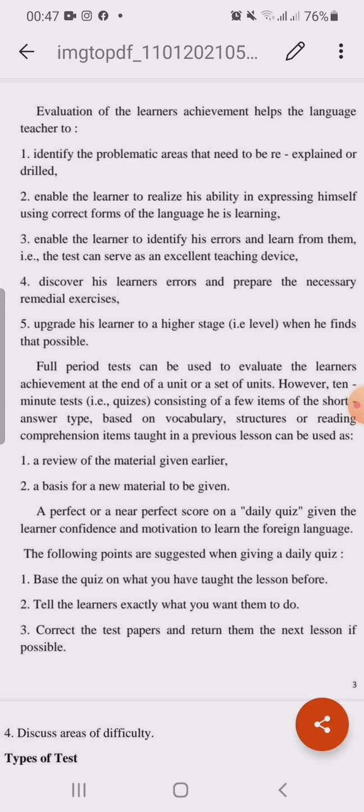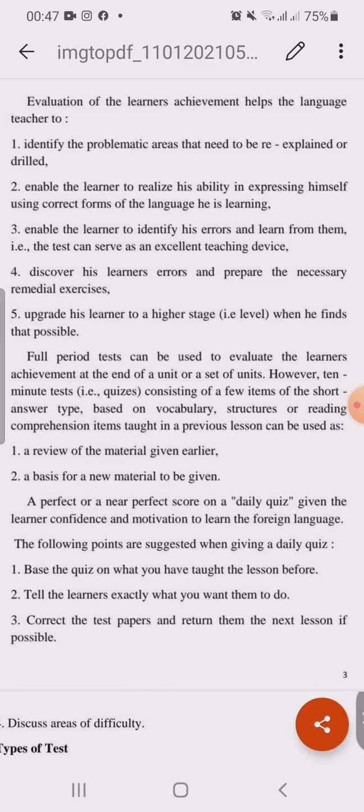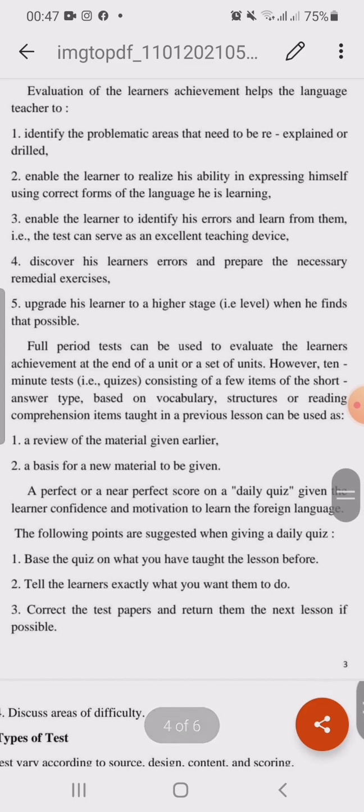Evaluation of the learner's achievement helps the language teacher to, 5 points. Number 1, identify the problematic areas that need to be re-explained or drilled، يعني تشخيص المشاكل اللي تحتاج إعادة شرح أو أنه تعالج. Drilled يعني إعادة تدريب حتى نتلافى هذه الأخطاء.